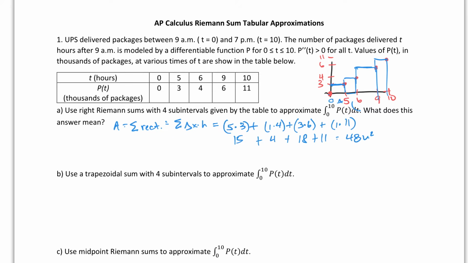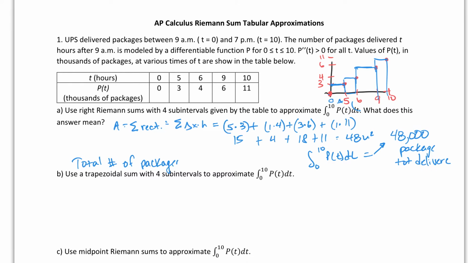But what does that mean? Well, that's 48,000 packages total delivered. And that's what the integral from 0 to 10 of p of t dt means. Okay, 48,000 packages. So it's a total number. I can write it over here again to explain it. Total number of packages delivered from t equals 0 to t equals 10. And it's that right there. All right. So let's move on.